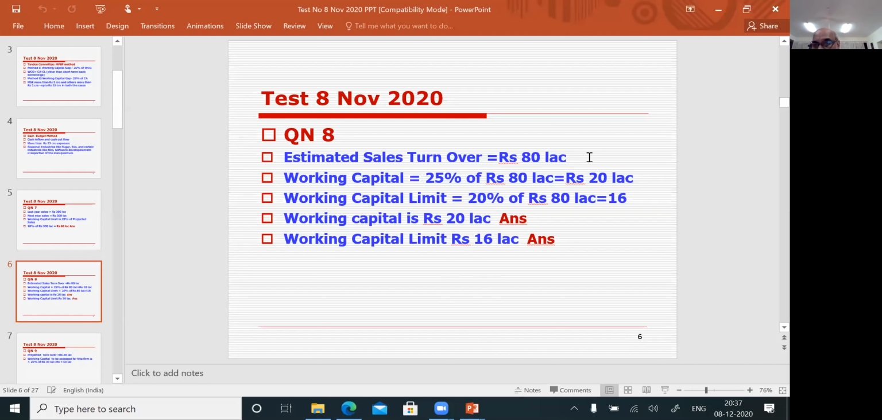What is the working capital limit? It is 4:1. 80:20 you have to calculate. Then you have to say it is 60 lakhs. Okay, so working capital limit is 4:1, isn't it?